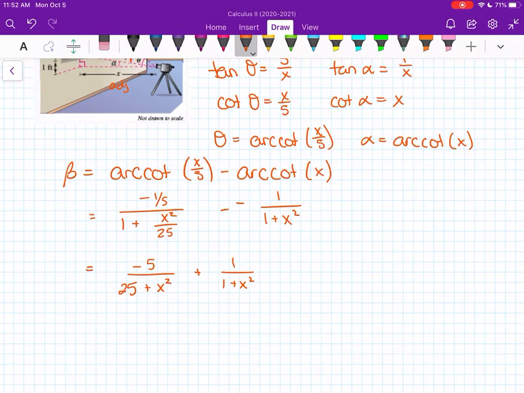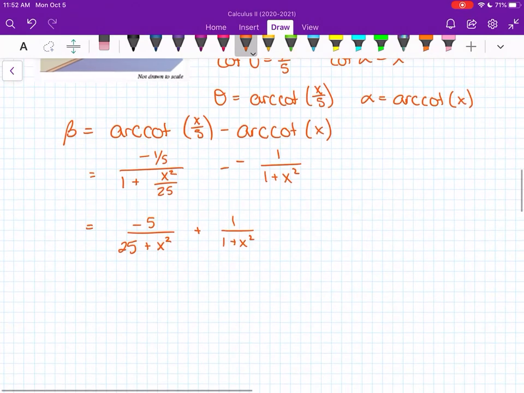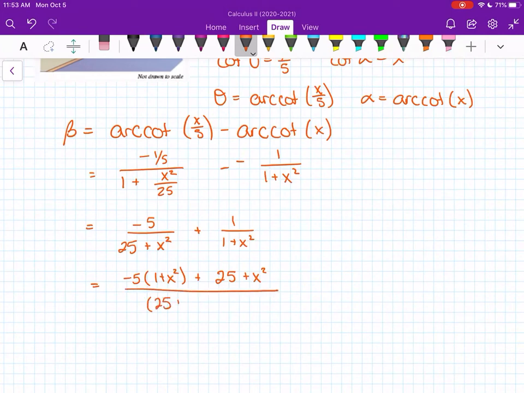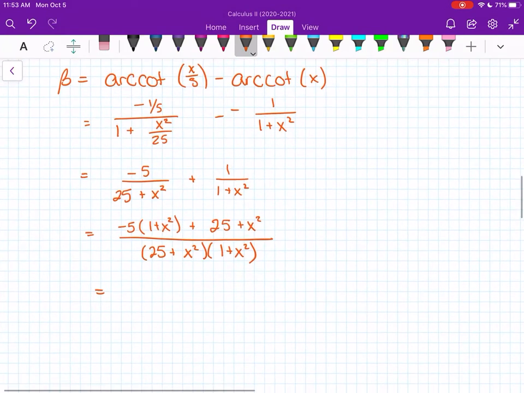Let's go ahead and simplify this by finding a common denominator, because our goal is to set it equal to 0. So then I get negative 5 times (1 plus x squared) plus (25 plus x squared), and then my denominator is (25 plus x squared) times (1 plus x squared). On the numerator, I have a negative 5 plus 25, so that gives me a 20. A negative 5x squared plus 1x squared is negative 4x squared. My denominator stays the same.